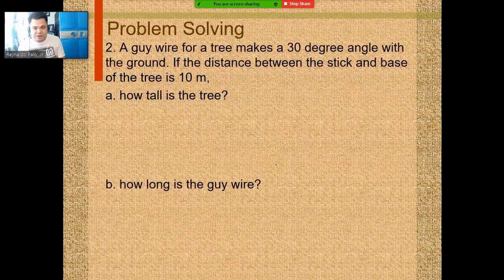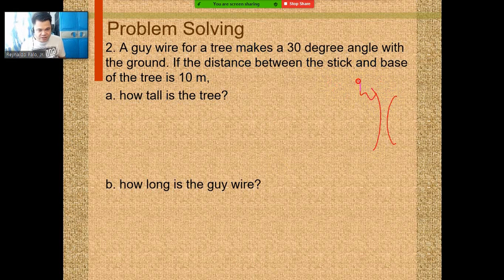Then, for number 2: A guy wire for a tree makes a 30-degree angle with the ground. If the distance between the stick and the base of the tree is 10 meters, here are the two questions. How tall is the tree? How long is the guy wire? So these are the two questions that we're going to do. But to better understand this one, let's draw.